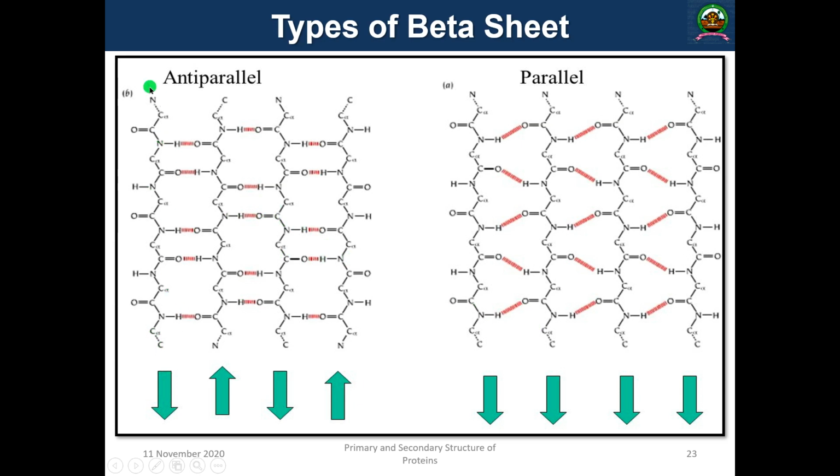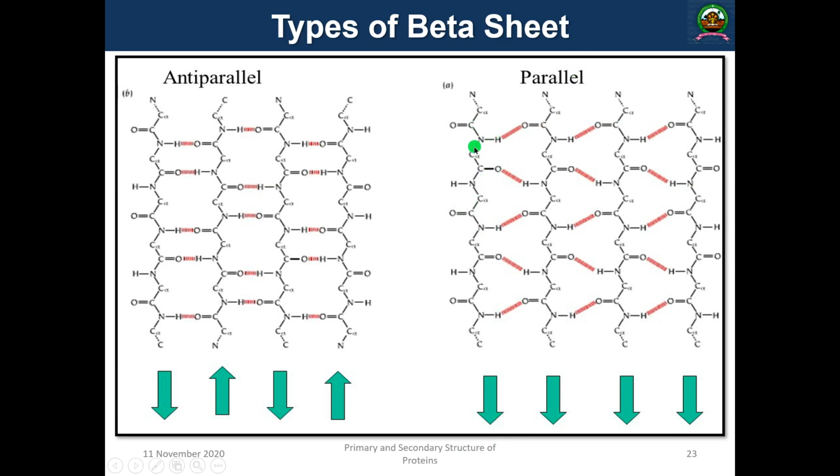As the name indicates, first we will discuss parallel. Here you can see the parallel: C alpha, CO, NH, C alpha, CO, NH, C alpha, CO, NH. This is the amino terminal end, this is the carboxy terminal end. The amino acid chain is orienting in this direction. The next amino acid chain is orienting in this direction, the next one in this direction, and the next one in this direction. So here you can see it is going on parallelly, at the same level.